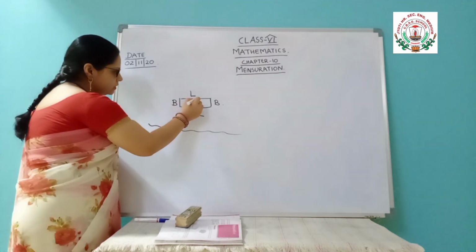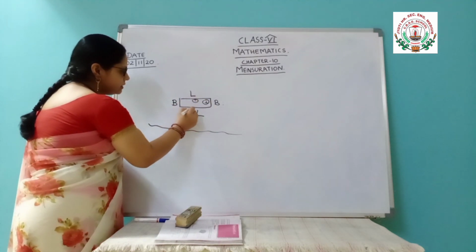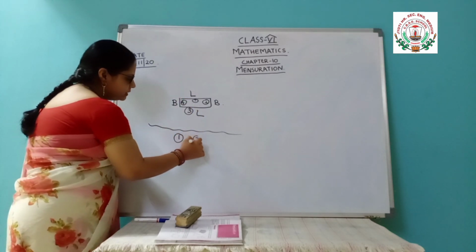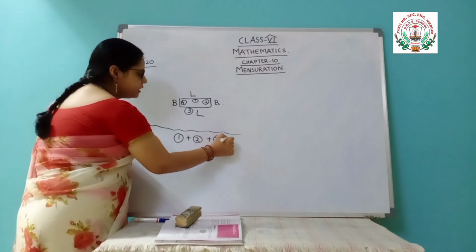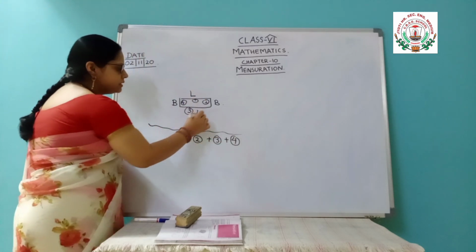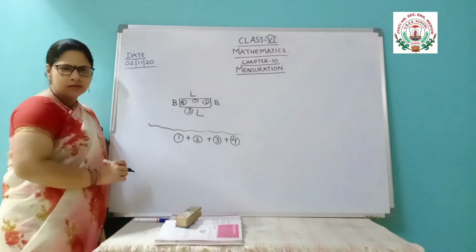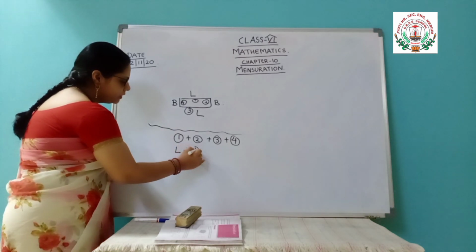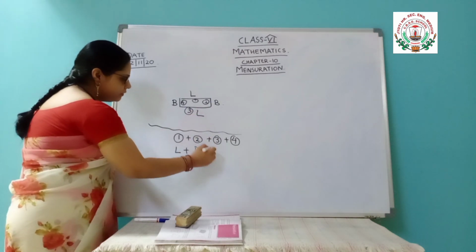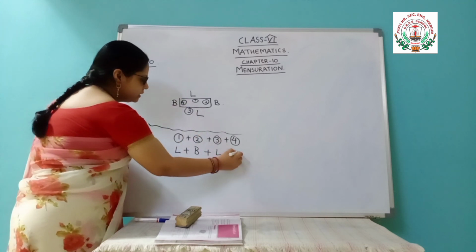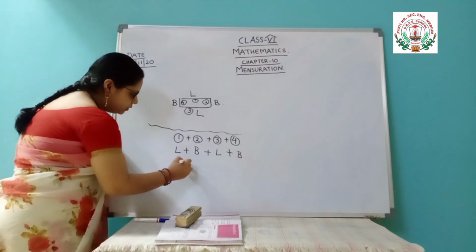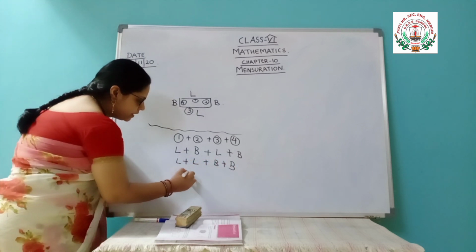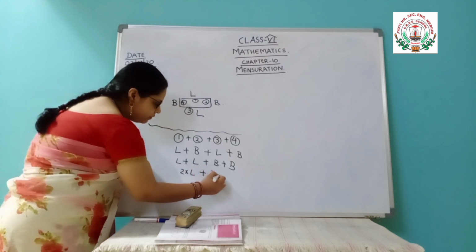Suppose this is the first side, this is the second side, this is the third side and this is the fourth side. First side plus second side plus third side plus fourth side. When you add up all these, you will get the total length of the string or the wire. That is length plus breadth, then again length, and fourth again the breadth. Means length plus length and breadth plus breadth, that is 2 times length and 2 times breadth.